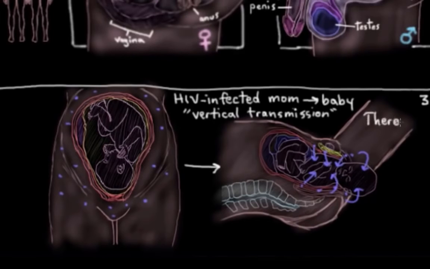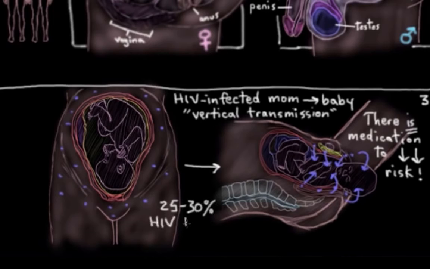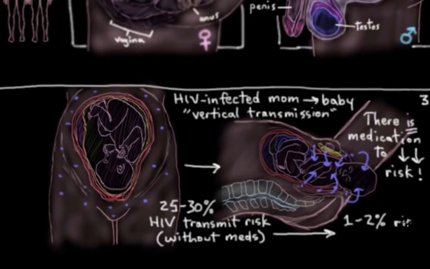Luckily, there's all sorts of medications that we can give to mom before and after her pregnancy and labor. And there's medication that the baby can take as well. And all of that drastically reduces the risk of mom passing HIV on to her baby, from a risk of about 25 to 30% HIV transmission without medication, all the way down to only about 1-2% with medications. So around a 20-fold reduction in mom's chances of passing HIV onto her baby with the proper medication.